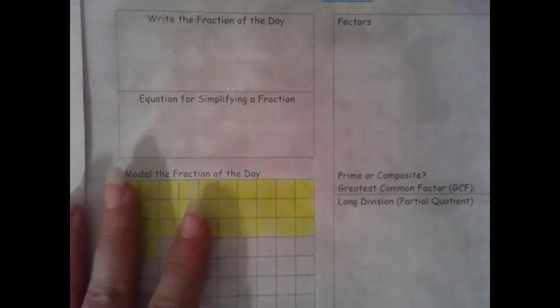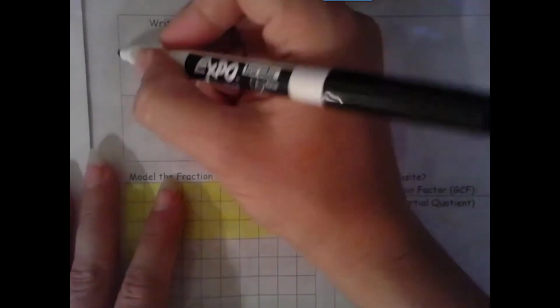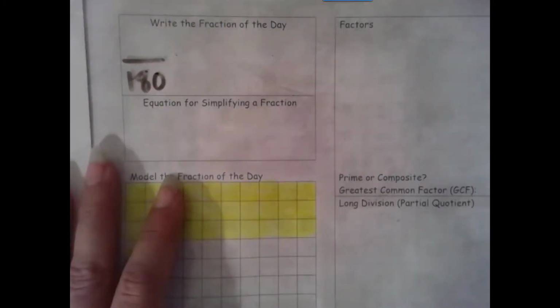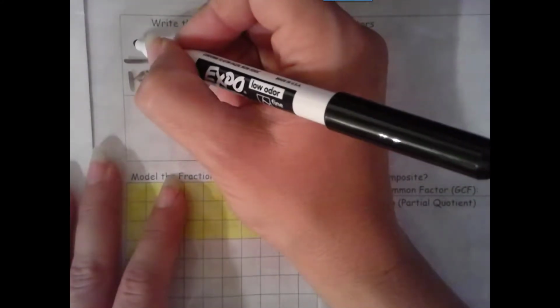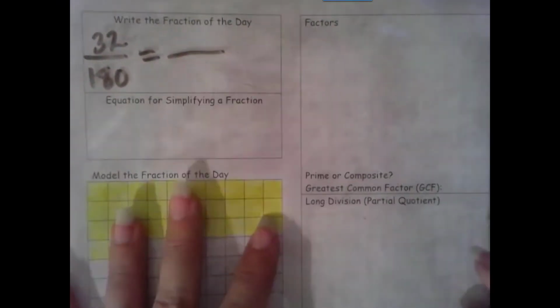That filled in. All right, let's get down our beginning fraction. Our denominator is 180 because we have a total of 180 school days. And our numerator is 32. That's the day we are currently on.